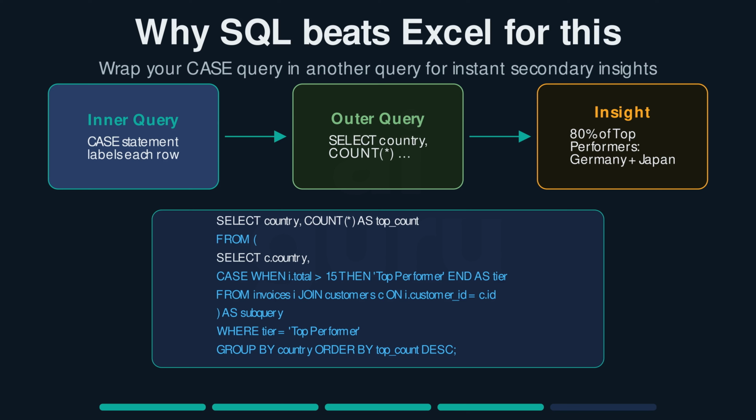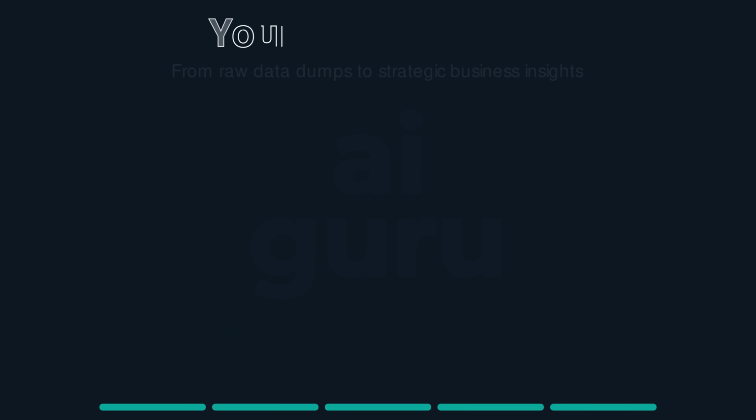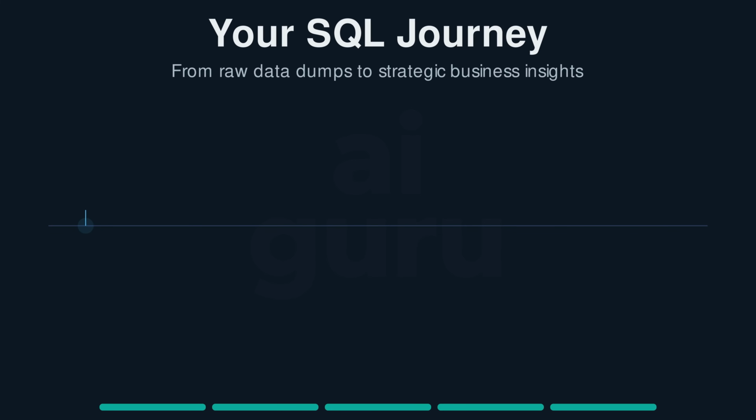Oh, so if the database tells us that 80% of our top performers are in Germany and Japan, the sales team can instantly pivot their ad spend to target those specific markets. Exactly. We didn't just move numbers around, we transformed raw data into an actual strategic insight, which is the entire goal of learning this. Let's synthesize the journey we took today.